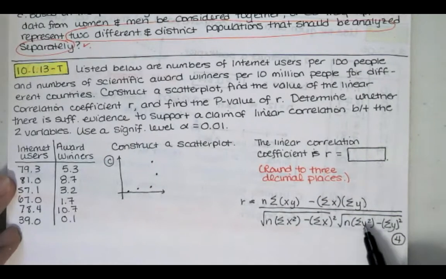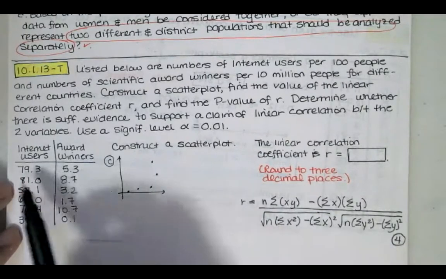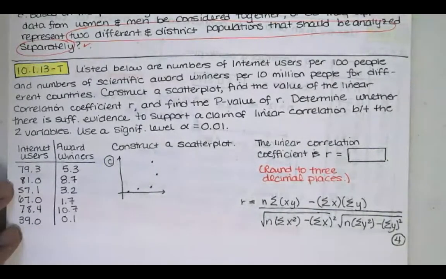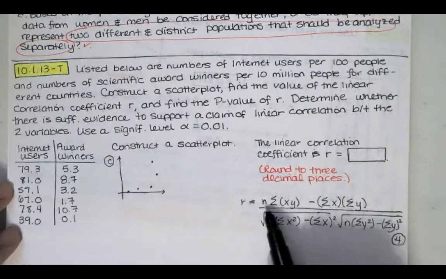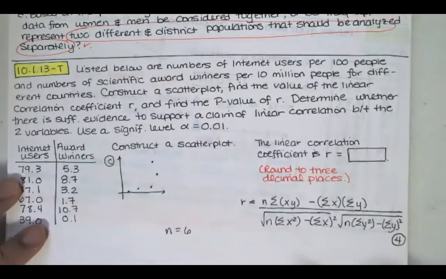We're also going to need a column for the y's squared. We're going to need a column for x times y for each of these numbers. And then we're going to have to sum up all of those columns. And n, that's our sample size. n is equal to 6. That's the number of ordered pairs that we have.